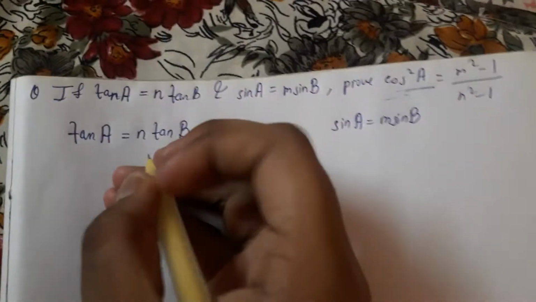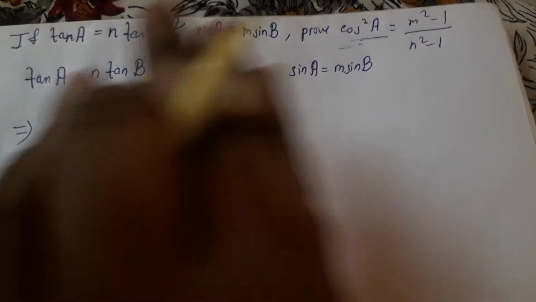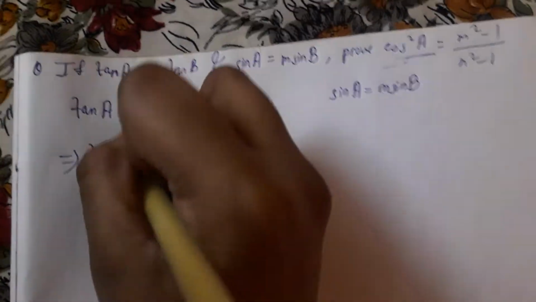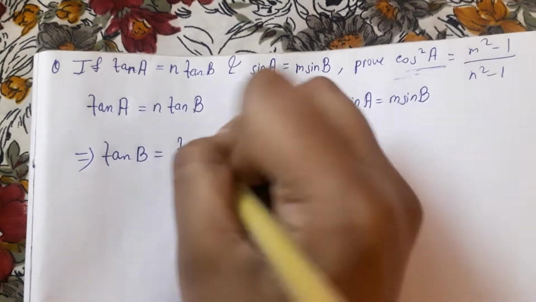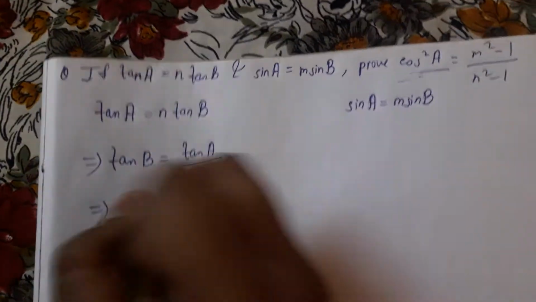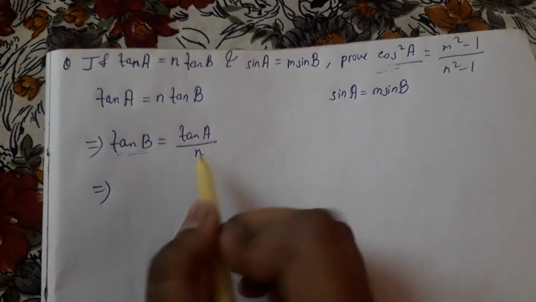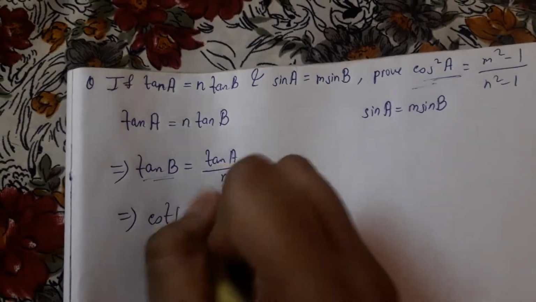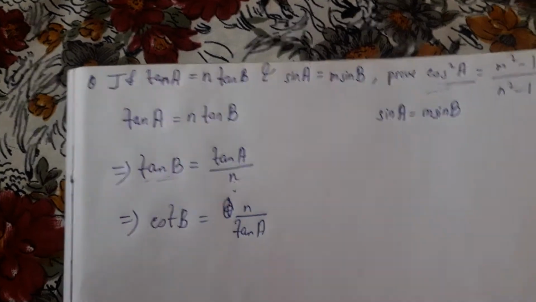Okay, now see, this will be your LHS part in terms of B. Okay, now see, if you take LHS in terms of B, that is tan B is equal to what? Tan B is equal to tan A divided by n, and if you take tan B equal to tan A divided by n, so take n in the numerator part. For that you have to write cot B is equal to n by tan A.